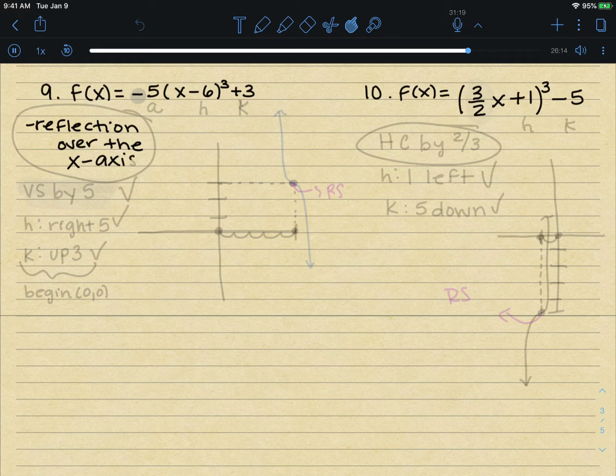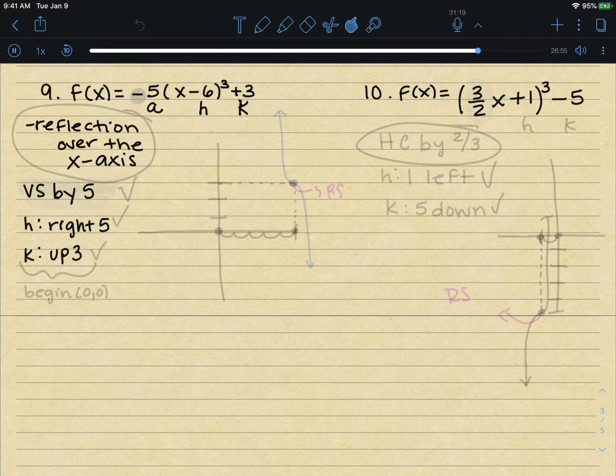And now this 5, because it's outside in front, is going to be A, meaning that it is going to be a vertical stretch by a factor of 5, because that 5 is greater than 1. This -6 is going to be H, meaning that the +3 that is on the outside is going to be K. So that means that the H, because it's negative, is actually going to tell me to go to the right by 5, and that +3 is going to tell me to go up by 3.